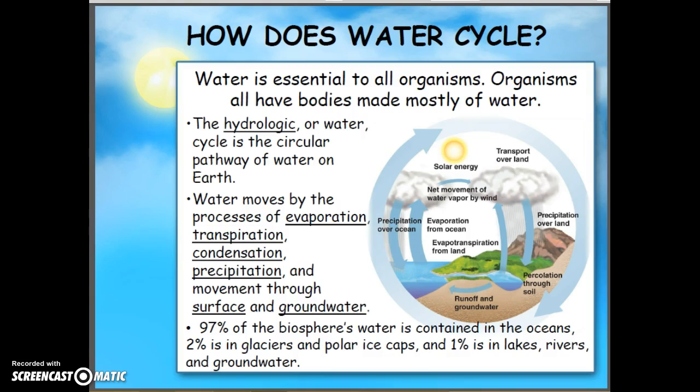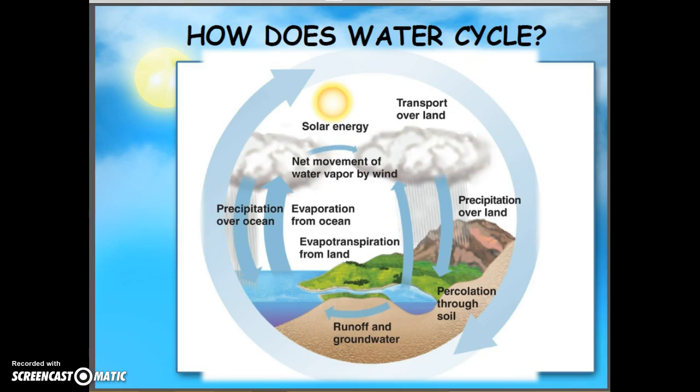Just a fun little fact, 97% of the water on Earth is contained in the oceans, 2% is in glaciers and the polar ice caps, and only 1% is in the lakes, rivers, and groundwater. So looking at the water cycle, precipitation falls and then is evaporated in the puddles that it falls in, and when it evaporates, it's kind of transpiring as well.